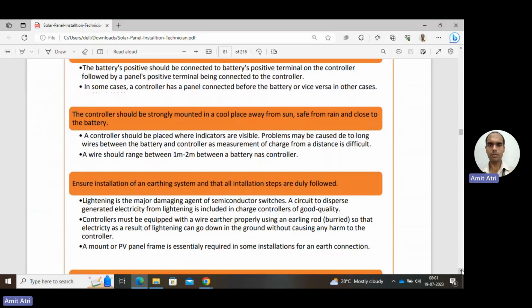Long wires usually cause an adverse effect, so it should be approximately 1 to 2 meters from the battery.